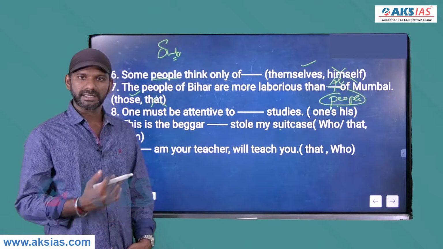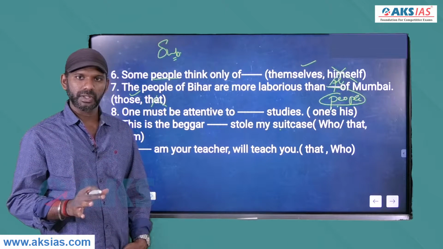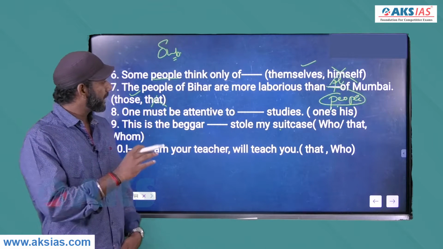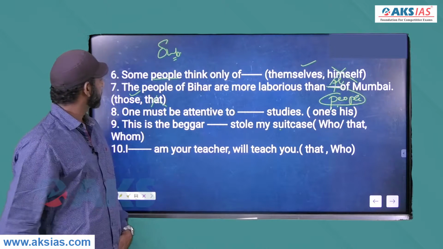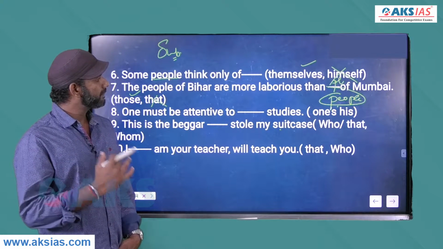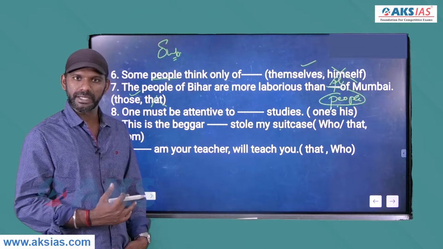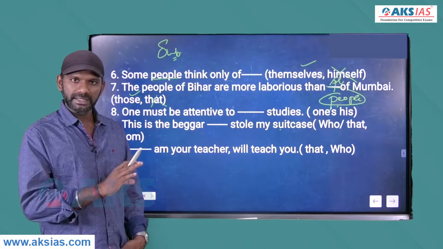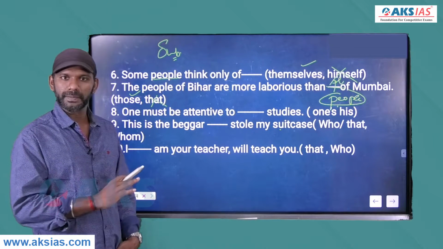This and that are singular pronouns, these and those are plural pronouns. A singular pronoun can refer only to a singular noun, and a plural pronoun can refer only to a plural noun. So the correct statement must be, the people of Bihar are more laborious than those of Mumbai. That means the people of Mumbai, right? So the two entities getting compared in this sentence are, one entity is the people of Bihar and the other entity is the people of Mumbai.